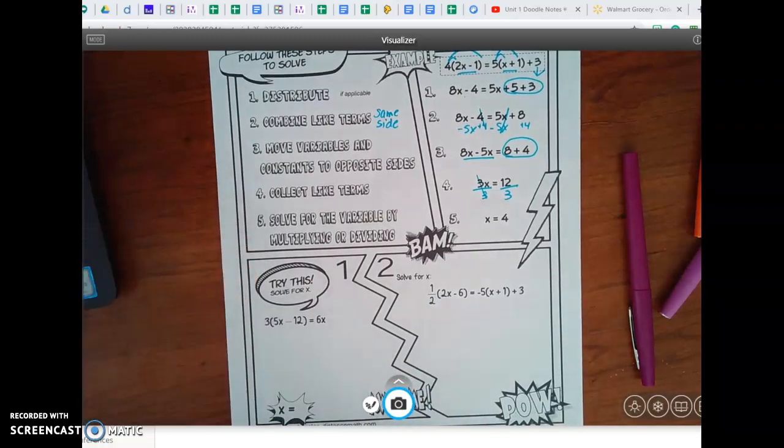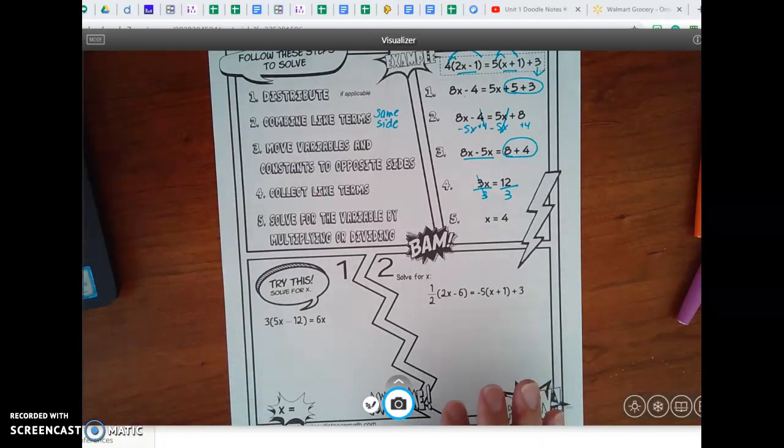All right, here's 2 more examples. We can look at these together. I would ideally like you to be trying these on your own, so you would need to pause the video and then come back and check your work. All right, here we go.